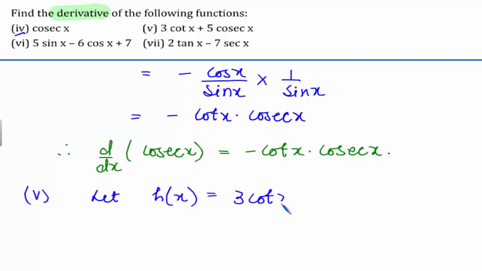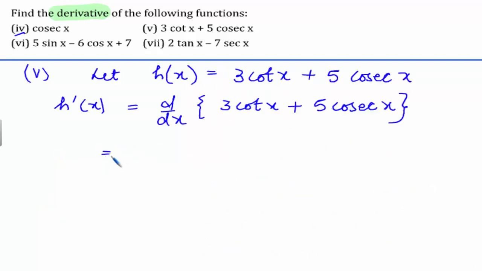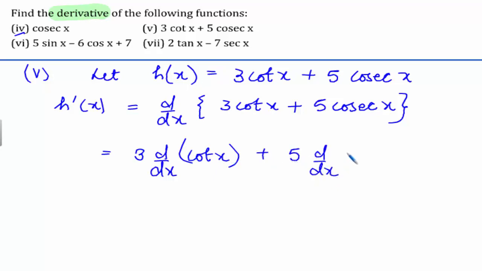Now we know that the derivative of the sum of the two functions is the sum of the derivatives of the functions. So we have 3 times the derivative of cot x with respect to x plus 5 times the derivative of cosec x with respect to x. Now let us find the derivative of cot x. So we have 3 times d/dx of cot x, which can be written as cos x divided by sin x. And to find this derivative, we will apply the quotient rule in the next step.